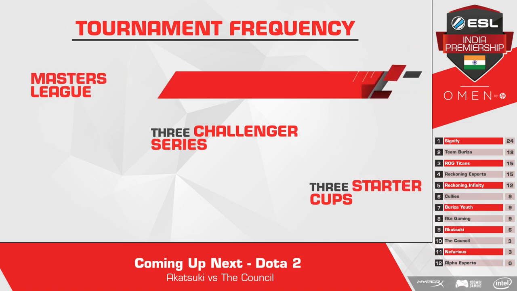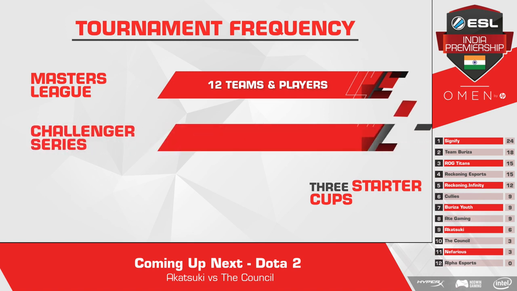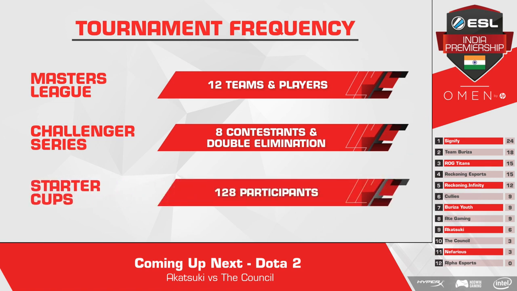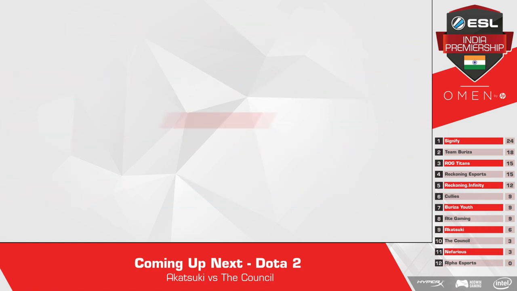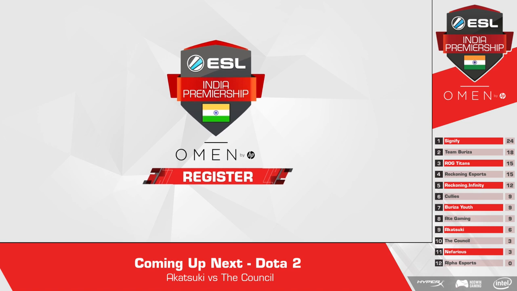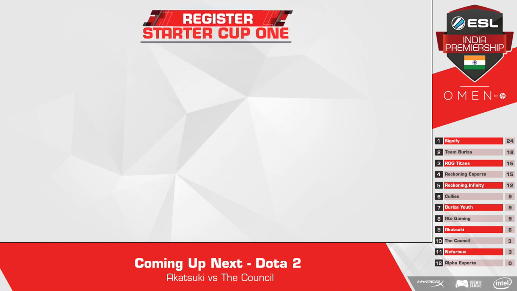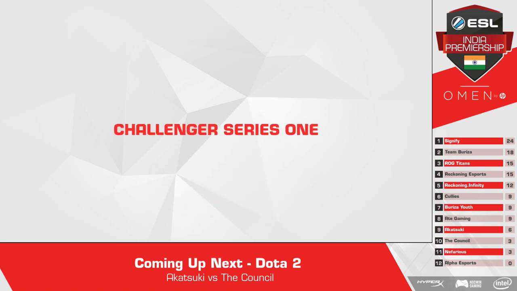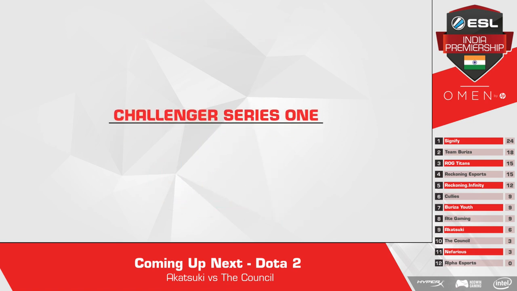The Masters League now hosts 12 teams and players. Meanwhile, the Challenger Series has 8 contestants and follows a double elimination format. Finally, the Starter Cups are now limited to only 128 participants, so make sure you register for the Premiership now. Once you register for the Starter Cup 1, you'll have to fight your way to the top. At the end of the phase, you will get promoted to the Challenger Series 1. You should try and maintain your position in the Challenger Series 1, 2, and 3.